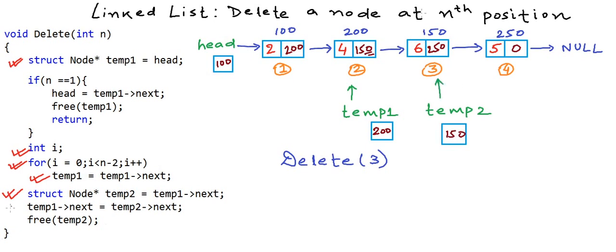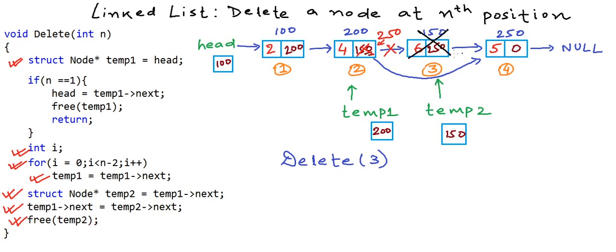Now in the next line we are saying that temp1.next, this value which is 150 right now, is now temp2.next, address of the n plus 1th node or fourth node. So this guy will now be 250. So we are building this link and we are breaking this link. So we have fixed the links, and now finally we are saying that free the memory which is being pointed to by temp2. So now this third node, the memory block, will be deleted from the memory.